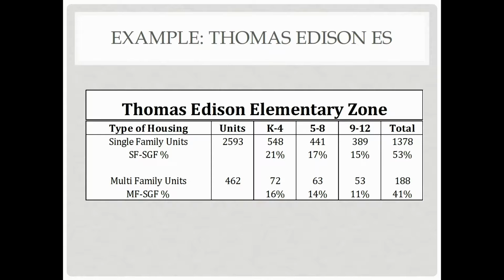If you look at the Thomas Edison school zone as a total, there are 2,593 single family units, and roughly 53% of the students in that zone live in single family housing. There's not a whole lot of multifamily units there, around 462, and 41% of the kids come from that type of housing.